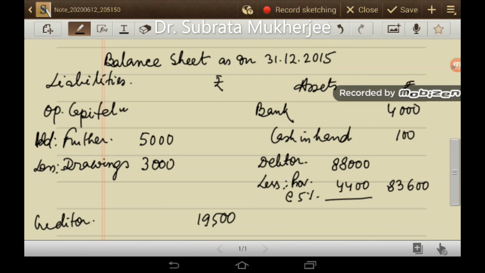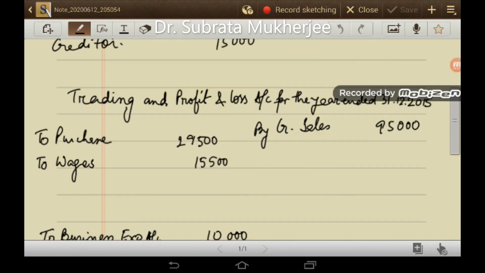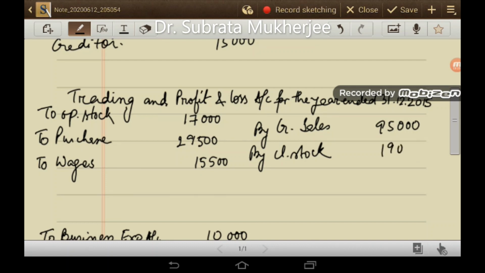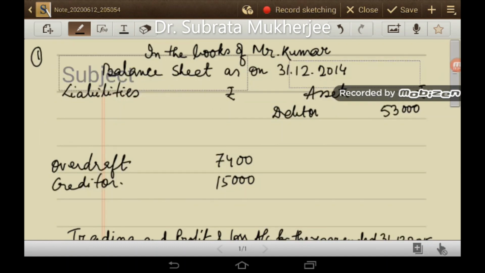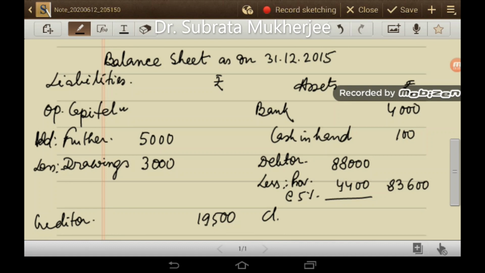So this will appear in the trading account as well as in the balance sheet. So opening stock will appear in the opening balance sheet for rupees 17,000 and the closing stock will appear in the closing balance sheet for rupees 19,000. So in the opening balance sheet, opening stock for rupees 17,000, and in the closing balance sheet I am writing the closing stock for rupees 19,000.